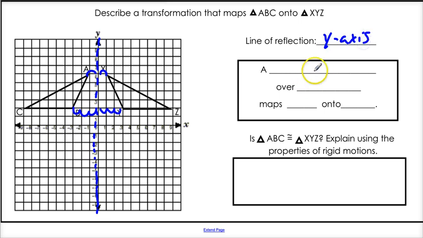Now if I wanted to describe what transformation would map them onto each other, I would just say a reflection, right?